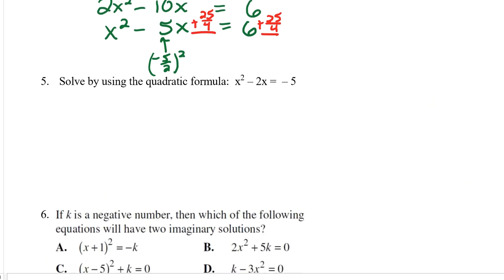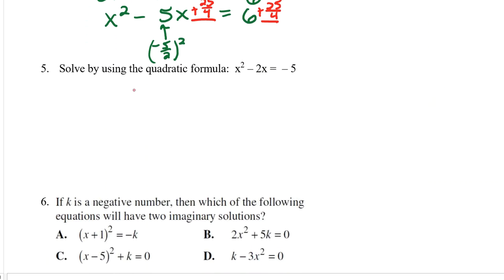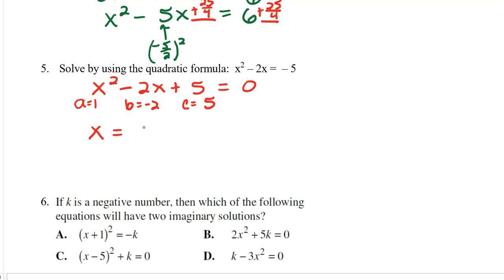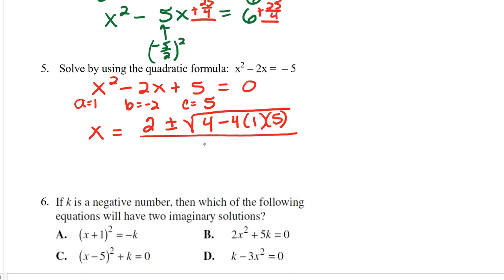All right. Solve by quadratic formula. So we need to get this in ax squared plus bx plus c equals 0 form first. So we need to add 5 to set it equal to 0. So our a value is 1, our b value is negative 2, our c value is 5. So in the quadratic formula, our answers for x will be equal to the opposite of b plus or minus the square root of b squared minus 4 times a times c, all divided by 2a.